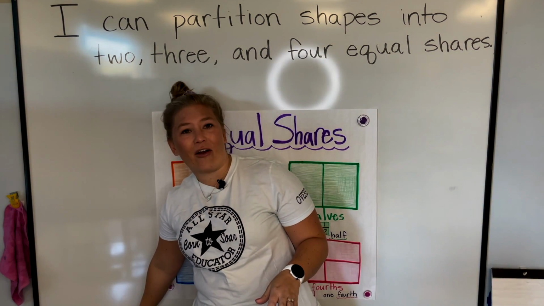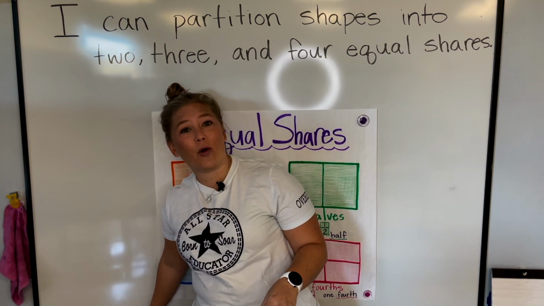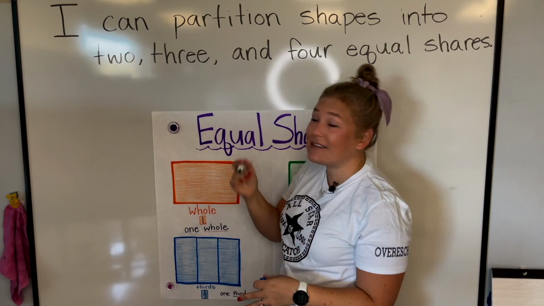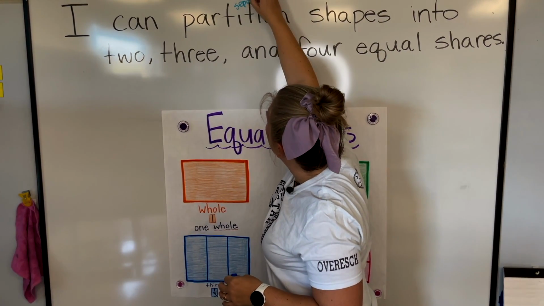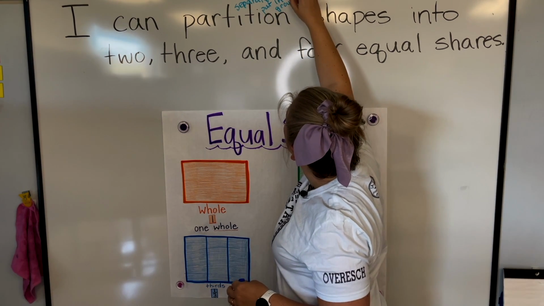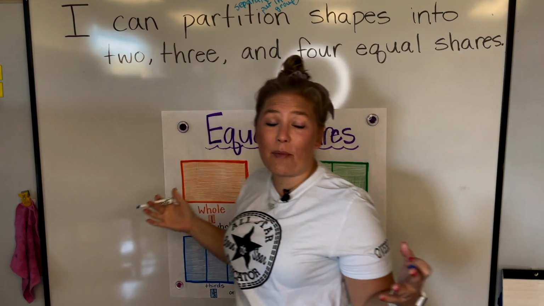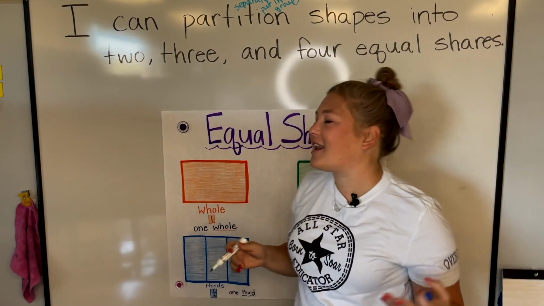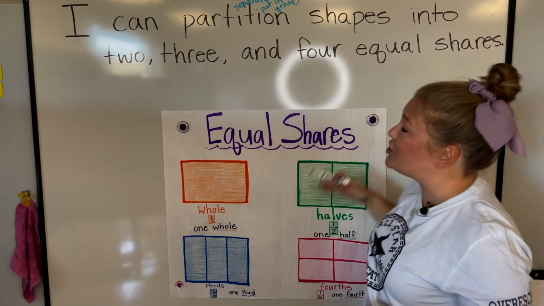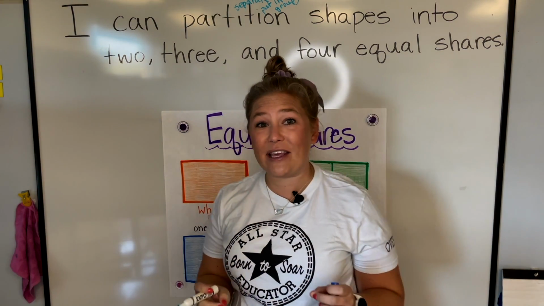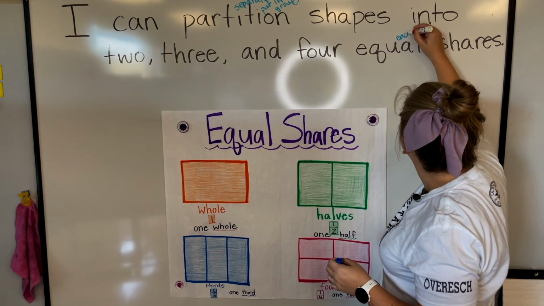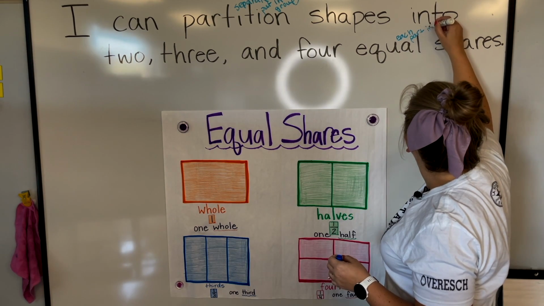So if we look at our I can statement, we can be reminded about that word partition. Partition is when we break something up into groups or separate it, okay? So I'm going to write the word separate or put in groups. Then we also have shapes. We're going to talk about different shapes today, but we know a shape is something that has sides that are all closed in. And then we have shapes into 2, 3, and 4 equal shares. And equal shares is when something's broken apart equally. So each size of the part is the same. So each part is the same.